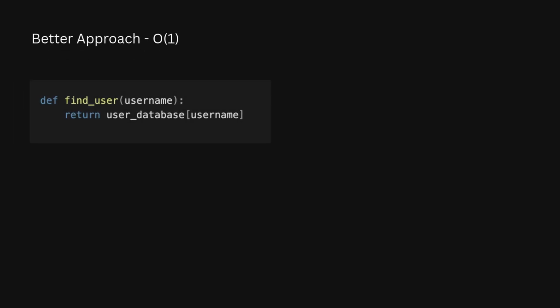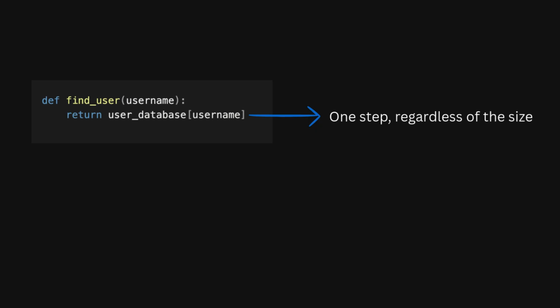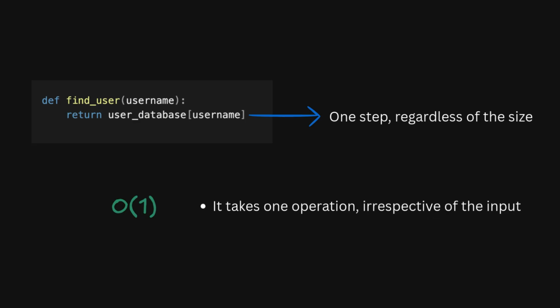Here is a better approach: using a hash table. This is Big O of 1 time. Whether you have 100 users or 100 million, it takes one operation. This is why major applications use databases with indexes. They provide Big O of 1 or Big O of log n access.